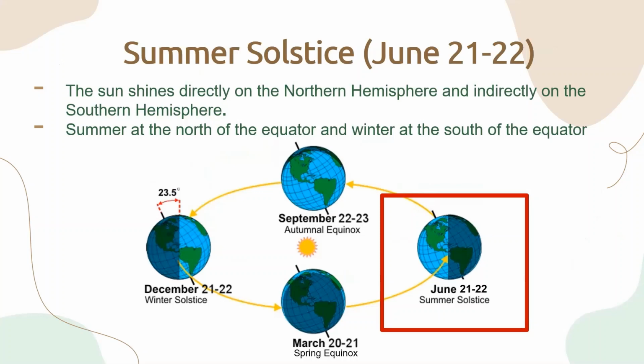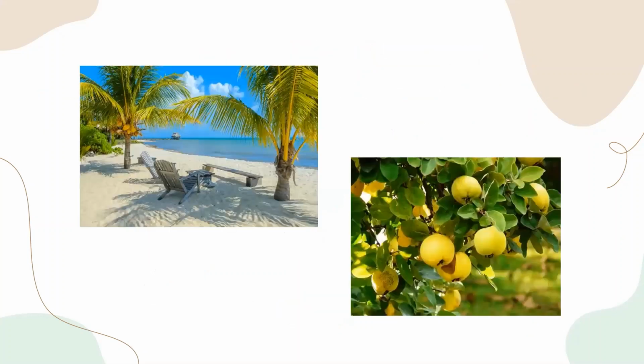This is the summer solstice and marks the beginning of the summer season north of the equator. Summer is usually the warmest and sunniest time of the year. Fruit grows on trees and plants. Young animals grow bigger and stronger. While it is summer in the Northern Hemisphere, it is winter in the Southern Hemisphere.